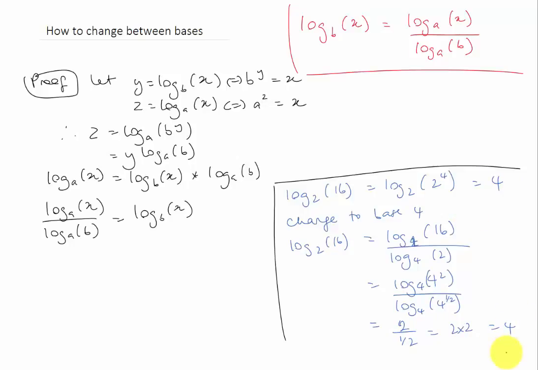So what you need to memorize is that log in base b of x is equal to log in base a of x over log in base a of b, and that could be useful because you might want to change a logarithm using a funny base to a logarithm using a more convenient base that you can calculate more easily.